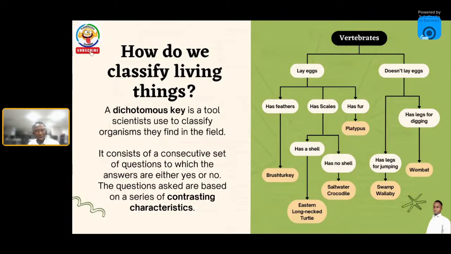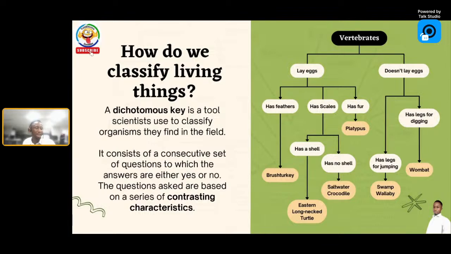Okay, so now we are going to look at animals called vertebrates. Now, the first question using the dichotomous key is: does this vertebrate animal lay eggs? That's a question. Yes or no? So if it lays eggs, it goes to your left-hand side here. If it doesn't lay eggs, it goes to the right.